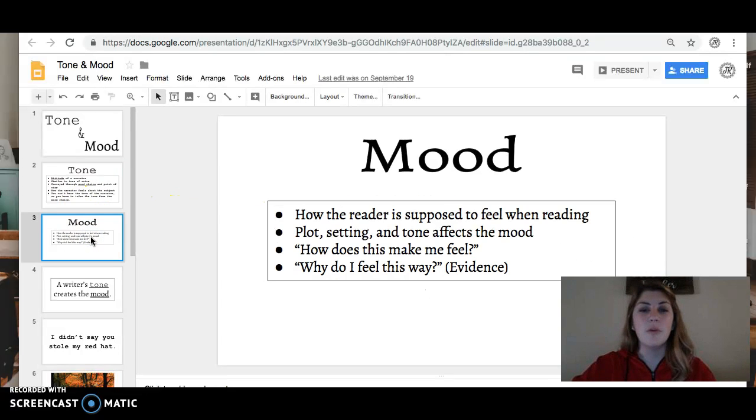All right, and for mood, it's how the reader's supposed to feel when reading. So how does that word choice and the tone that's created, how does that make you feel overall? Okay, the plot, setting, and tone affect the mood. If it's a scary setting, if it's some creepy castle, then it's going to create a different mood. And also the plot. If you like the beach and you're at the beach, well, that's probably going to be an overall relaxing mood. So it's things like that that can also affect the mood.